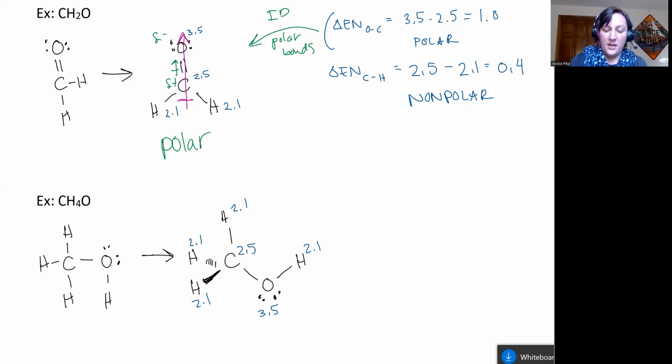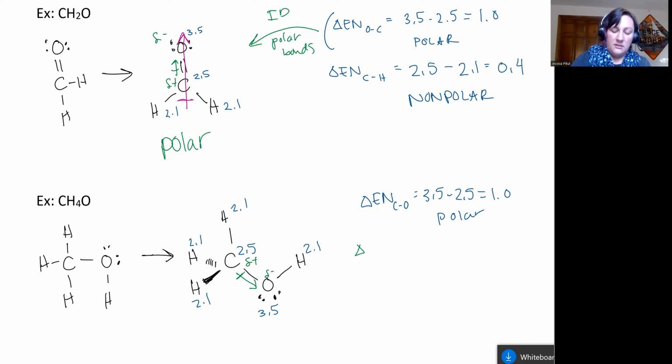So I'm going to look at these bonds individually. So let's start with the electronegativity difference of the carbon-oxygen bond. That is, again, 3.5 minus 2.5 of 1.0. This is polar. And so I'm going to go ahead and add in that I have a dipole moment right here, where my carbon is partially positive and my oxygen's partially negative. And I have 1 polar bond there.